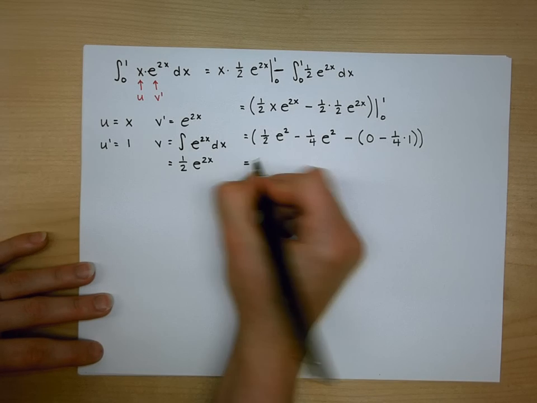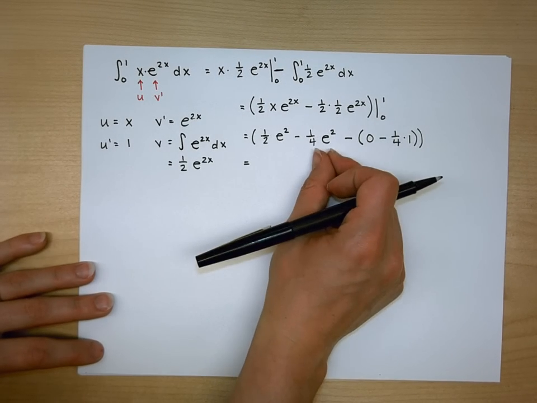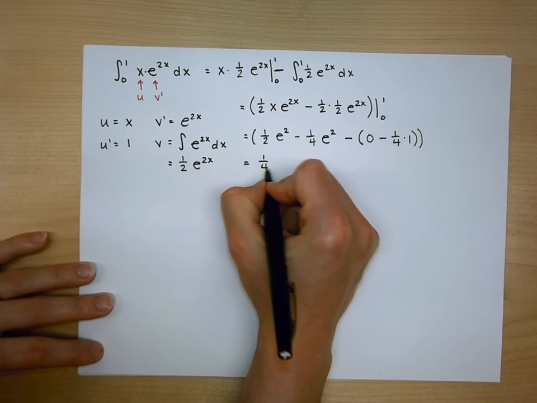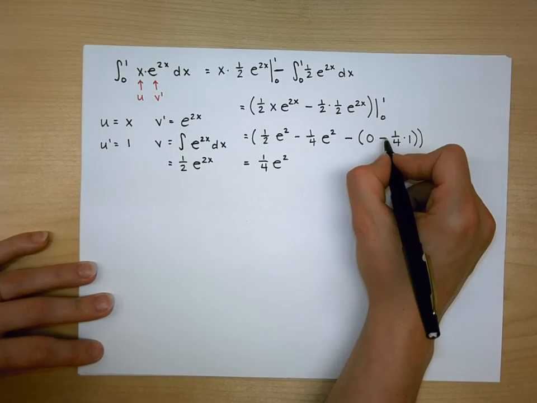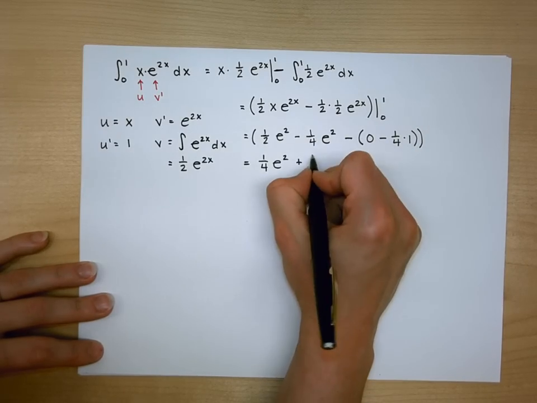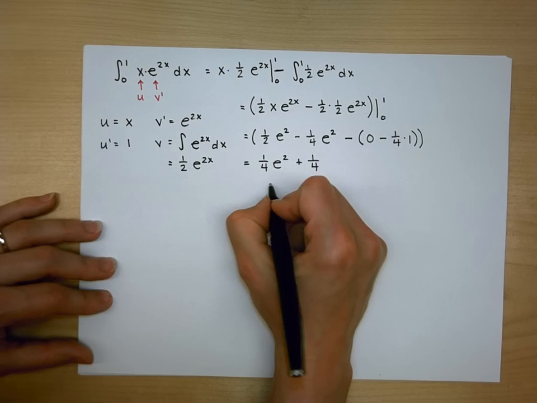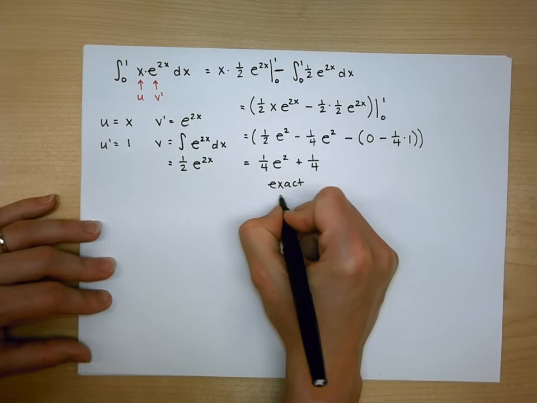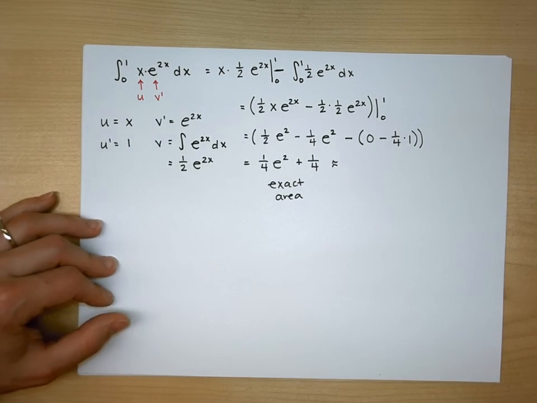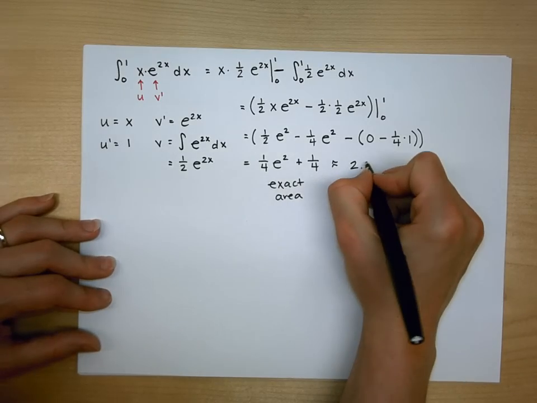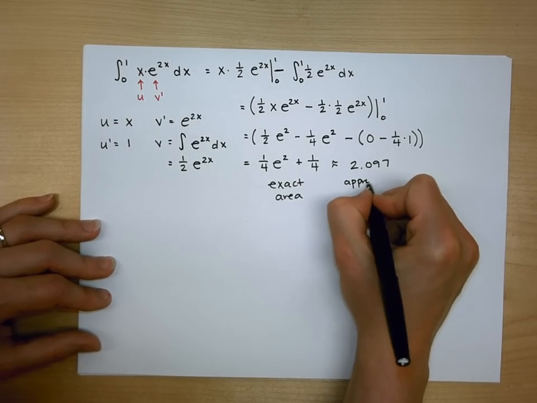Okay, so let's go ahead and simplify this. I have 1/2 e squared and 1/4 e squared, so those subtracted would give me 1/4 e squared, minus a negative 1/4, so plus 1/4. So this would be my exact area. This is an exact number. And the approximate area, if I use my calculator, I get 2.097. So this is the approximate area.